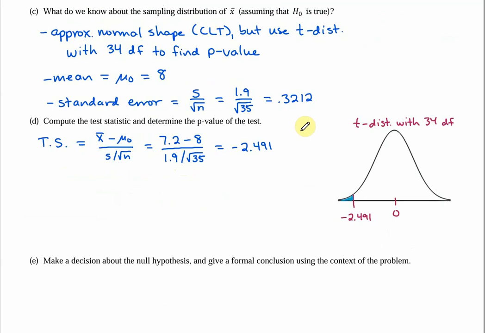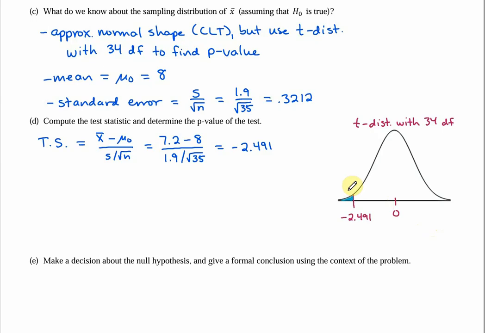Computing the test statistic, we end up with negative 2.491. So then I made the drawing of it over here. This is supposed to be a t-distribution with 34 degrees of freedom, and a t-distribution is by definition always centered at 0. We know it's a left tail because we had the less than in the alternative hypothesis. So the test statistic is our cutoff, and it's just going to be this little left tail over here.